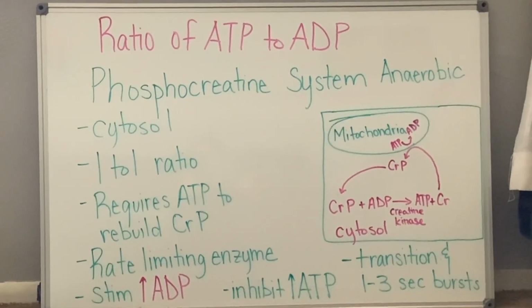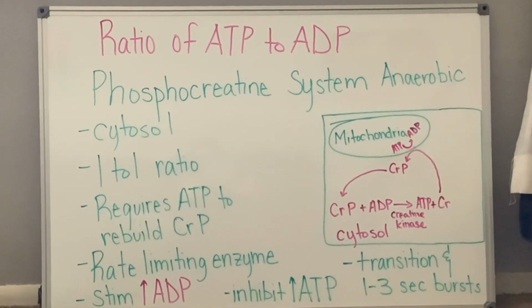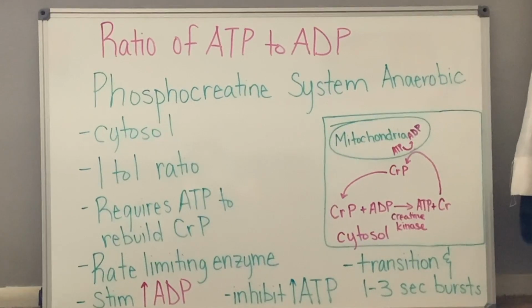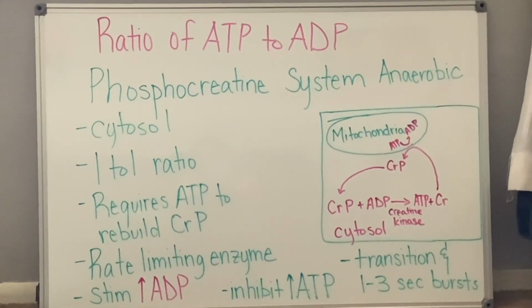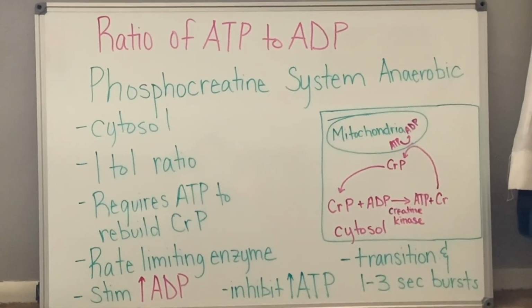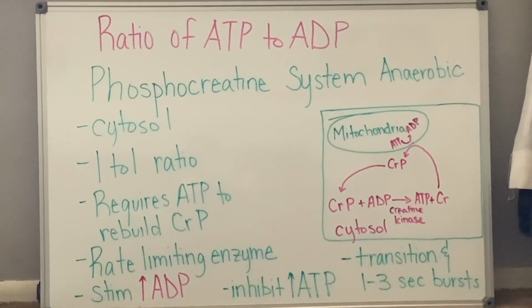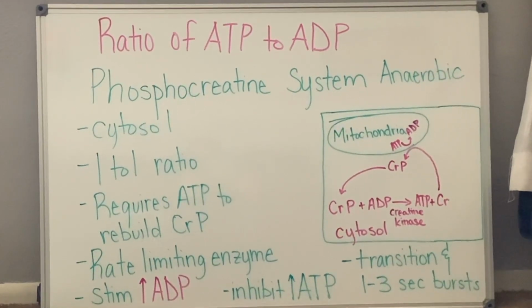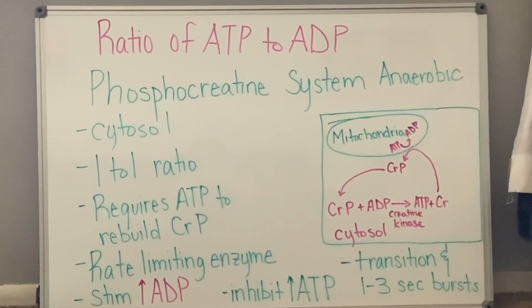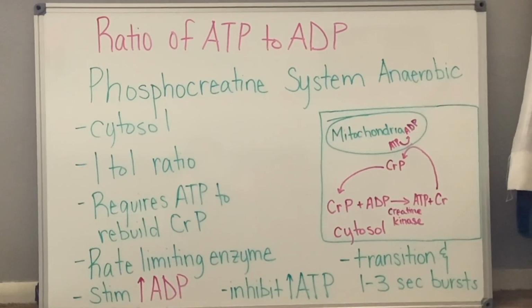The fastest responding metabolic pathway to the increase in ADP is the phosphocreatine system. This is an anaerobic system, meaning it does not require oxygen to complete its ATP production. It occurs in the cytosol and has a 1-to-1 ratio of ATP production for every creatine phosphate molecule.